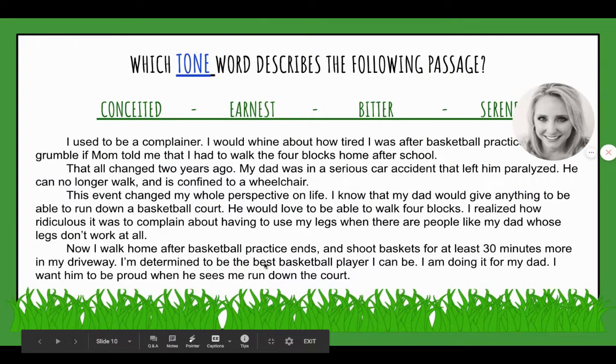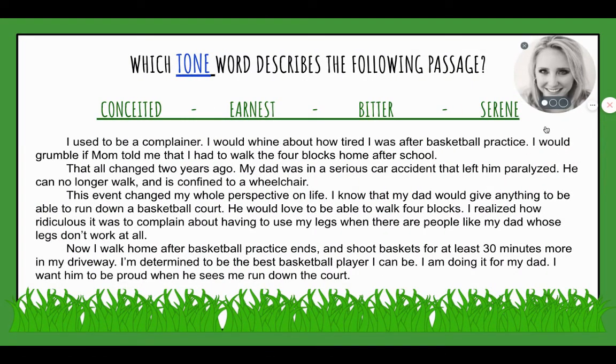Let's go ahead and read this selection together. Which tone would describe the following passage? And while we are reading this, we are looking for word choice. What is the attitude of the author? And how do I know? I know that by word choice. So we're going to be looking for those clues. And then on the next slide, we're going to be working through those moments that helped us determine whether the tone was conceited, earnest, bitter, or serene. Feeling better than somebody, working hard, anger, peace.